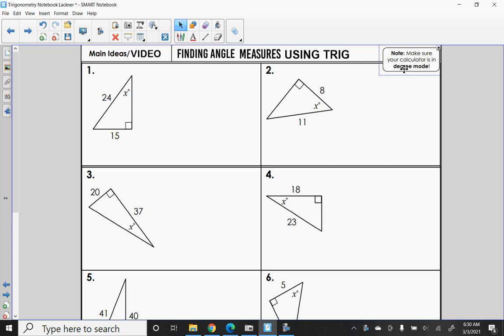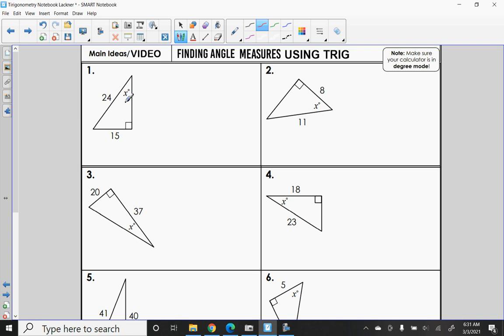The only difference is we have to make sure we hit the buttons on the calculator a little differently because we want to use what we call the inverse function of trig. And as I go into number 1, I'll explain what that is. So we want to find our angle x. Notice our angle is where the variable is. So the variable is inside, not on a side.